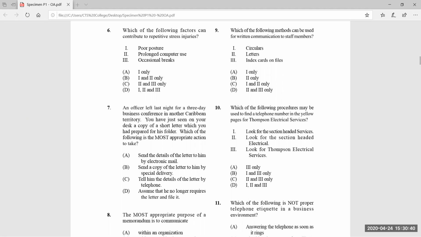Miss, A or B? Which one? Is it A or B? I'm hearing two things. I said A. And who's saying B? Me. B is actually correct, because repetitive stress injury will be caused by poor posture, because you are not sitting properly, and prolonged computer use, definitely. Right? So the answer for question 6 is B.